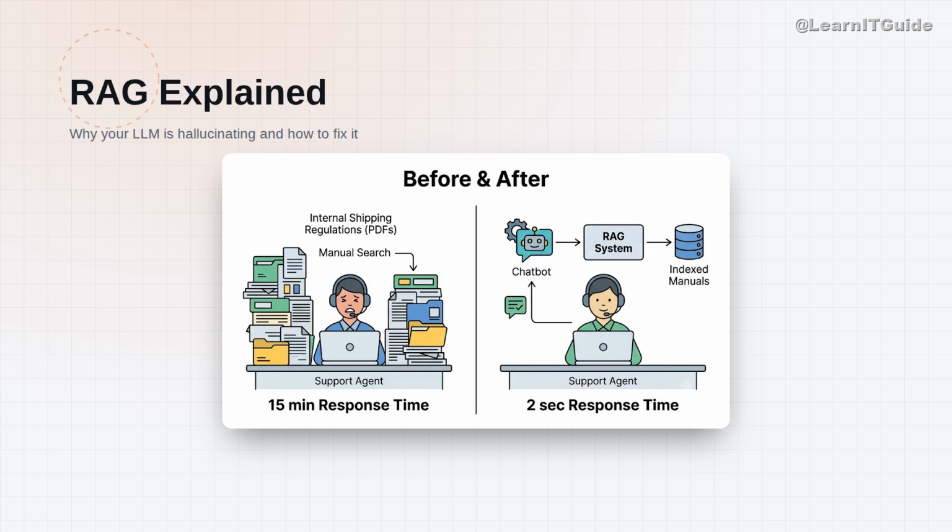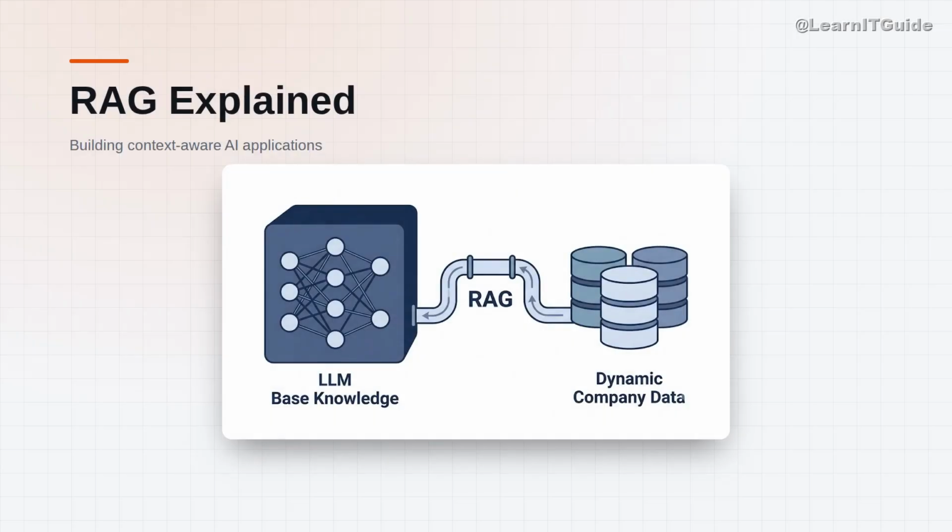And you know why this matters? Because without RAG, your AI is essentially a guess machine that doesn't know your business. This is the definitive guide to understanding how to bridge the gap between static model knowledge and dynamic company data. Let us get into it.